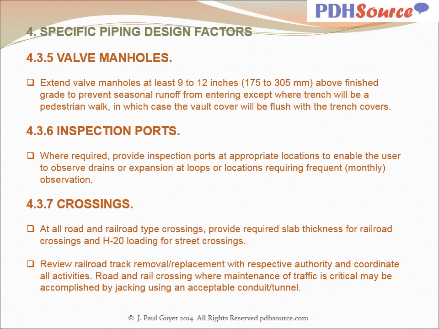At all road and railroad type crossings, provide required slab thickness for railroad crossings and H20 loading for street crossings. Review railroad track removal and replacement with respective authority and coordinate all activities. Road and rail crossing where maintenance of traffic is critical may be accomplished by jacking using an acceptable conduit tunnel.